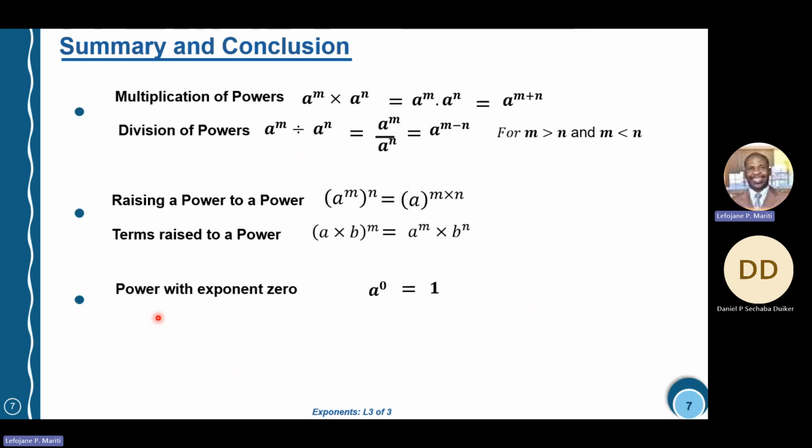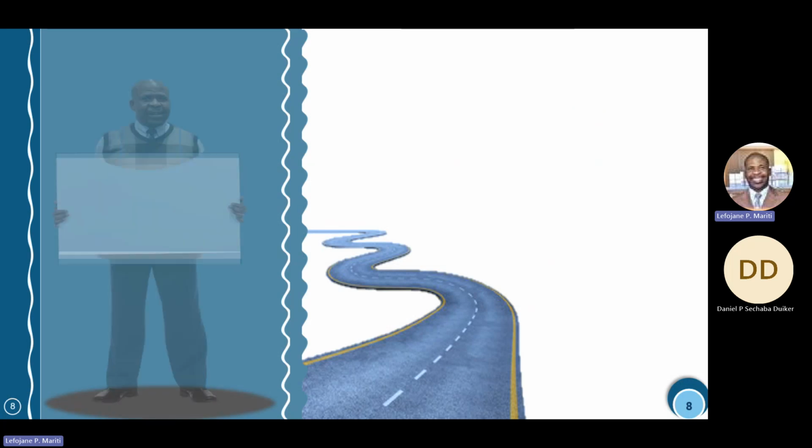Then we've just done the power with exponent 0. We've seen that a to the power 0 is 1. We also now know that for a power with an integer exponent, when it's negative, how to write it to be positive. Colleagues and boys and girls, this brings us to the end of this lesson on exponents. Remember, whenever you are given an exercise, look first for the same bases.